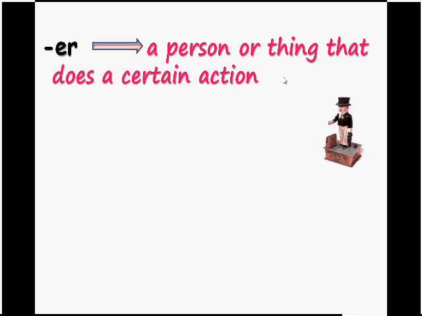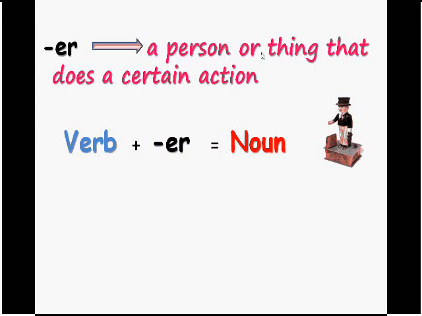Another example of suffixes is er at the end, and it means a person or thing that does a certain action. Okay? And of course, this is a common suffix. So it means that a person or thing does something. And when you have verb plus the suffix er, it means I'm talking about a noun now. So I change the part of speech of the word. If I have a verb and I put er at the end, it means I change it into a noun, because er means that I'm talking about a person or thing that does a certain action.